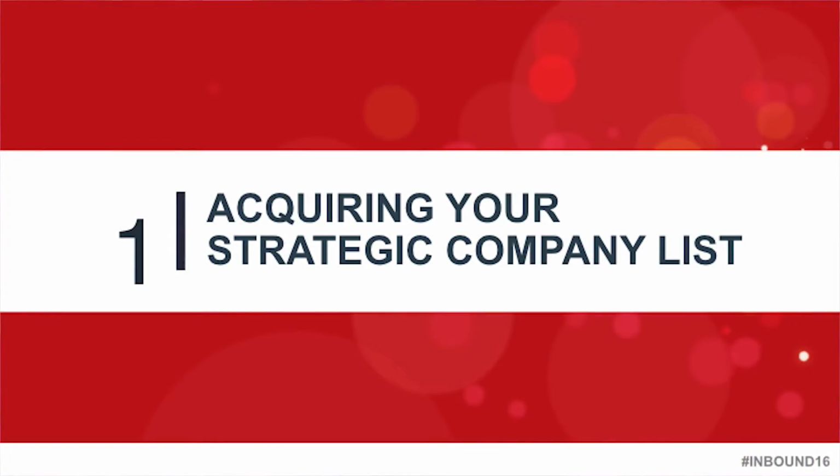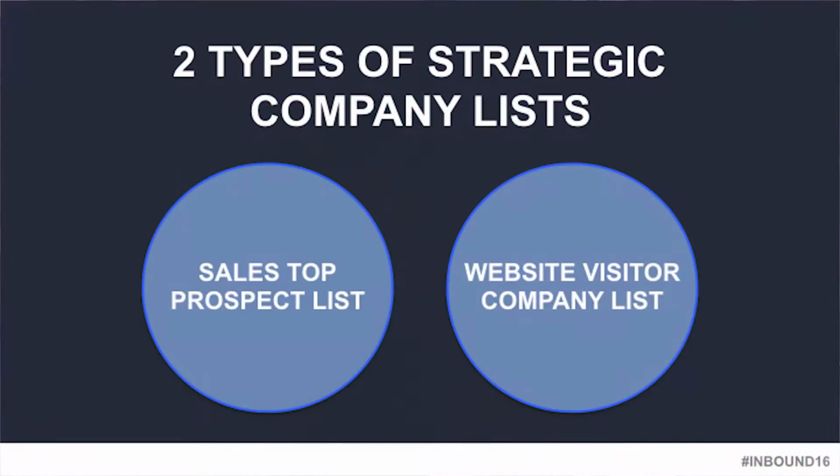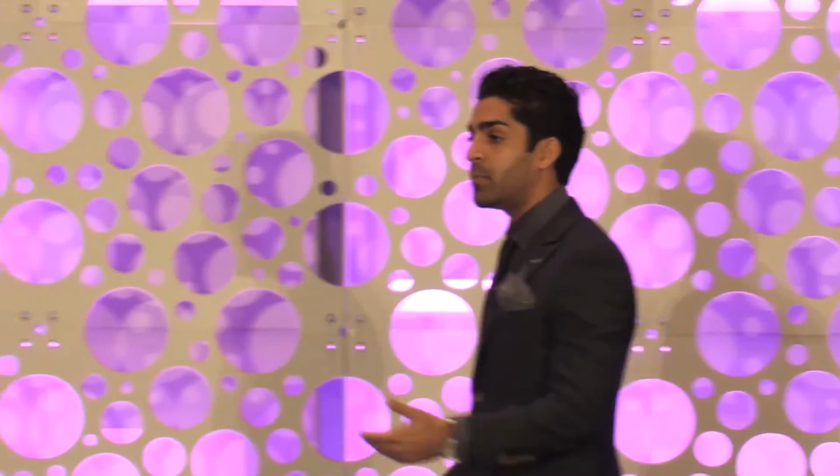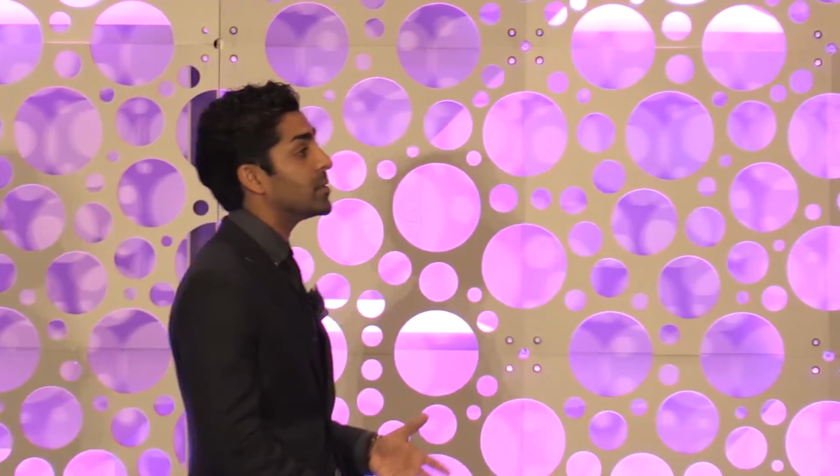So the very first tactic we're going to talk about here is acquiring your strategic company list. So there's 2 different types of lists that we're going to try to show you how to pull, right? And then how we're going to actually use this. So the first one here is a sales top prospect list. Everyone here who works with or has a sales team understands that they have a top prospect list. It's a list of leads they're really excited to acquire. They're not currently in the database. Maybe they are a land and expand opportunity. But these are the businesses or companies or customers that you're really looking to buy or really looking to have buy your software or whatever offering or service you may have.